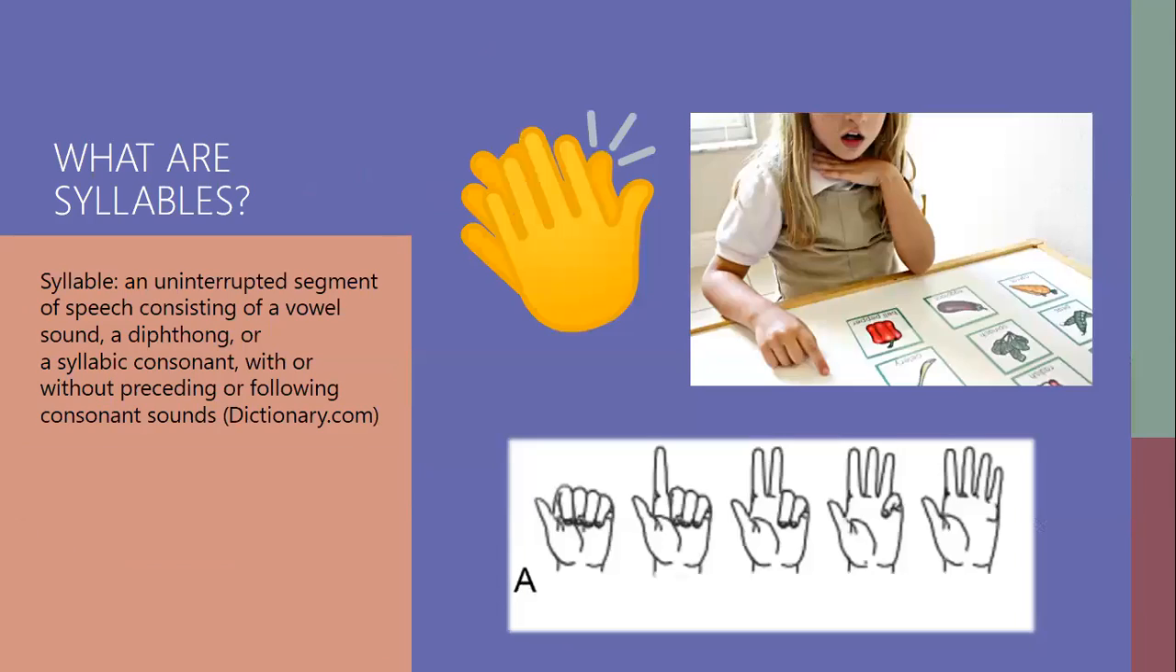So what are syllables? Based on dictionary.com, they're an uninterrupted segment of speech consisting of a vowel sound, a diphthong, or a syllabic consonant with or without preceding or following consonant sounds. So that's kind of a mouthful.